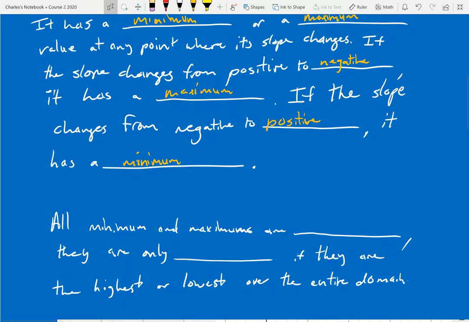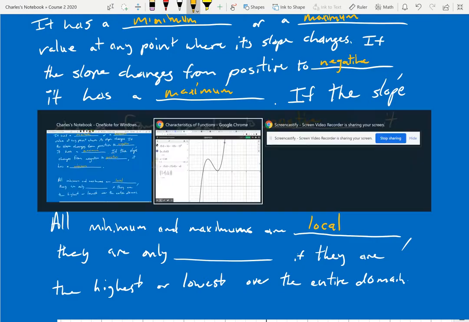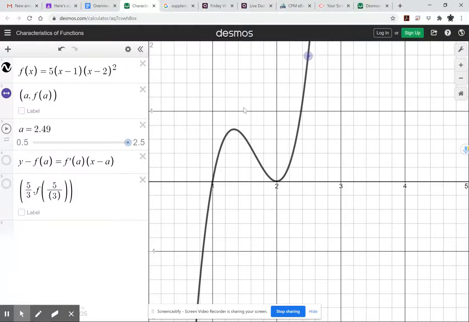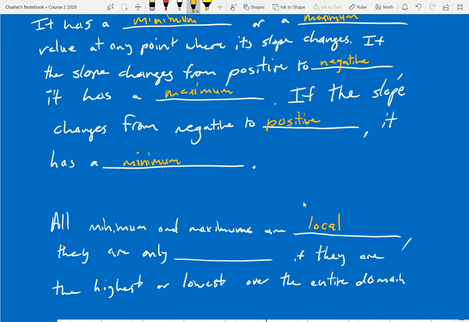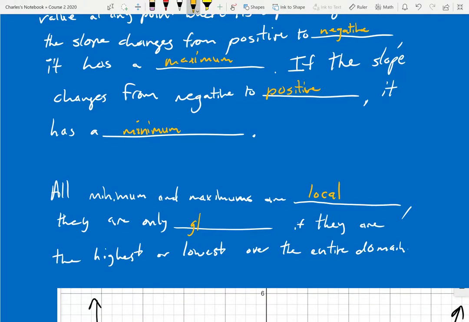And now, one other thing is all minimums and maximums are local. Okay, I would say in this case, the function has a local maximum at x is equal to 1.33, y is equal to 0.741. I would say it has a local minimum at x is equal to 2, y is equal to 0. But they're only global if they are the highest or the lowest over the entire domain.